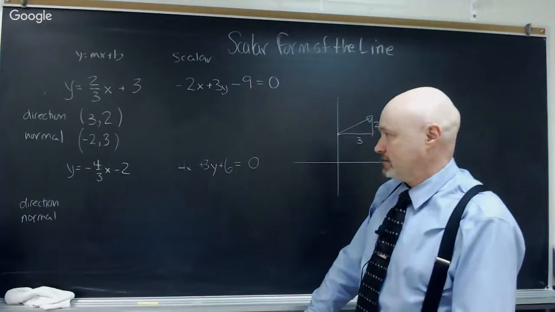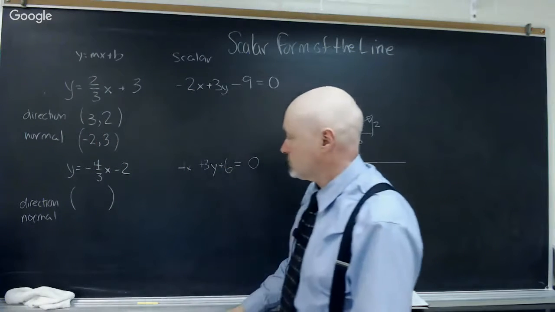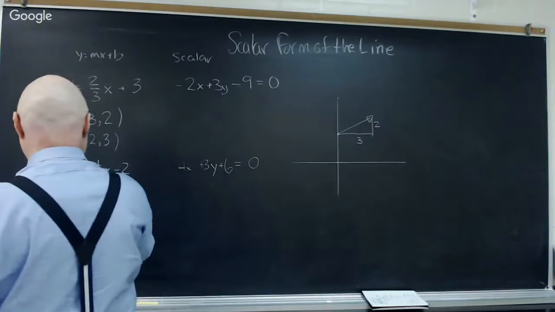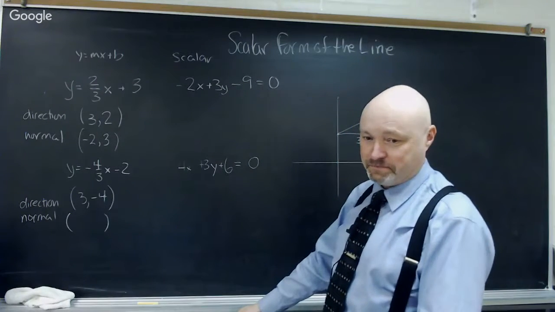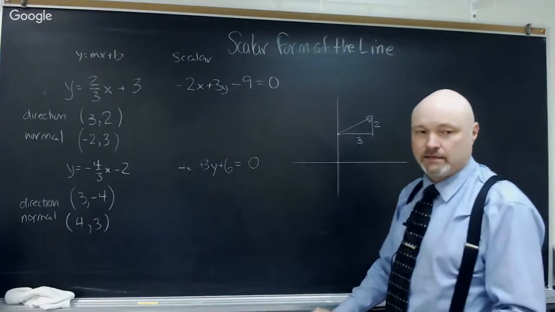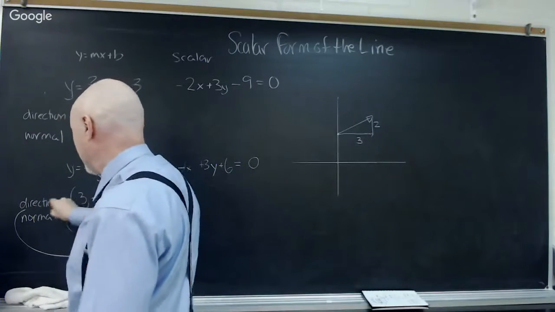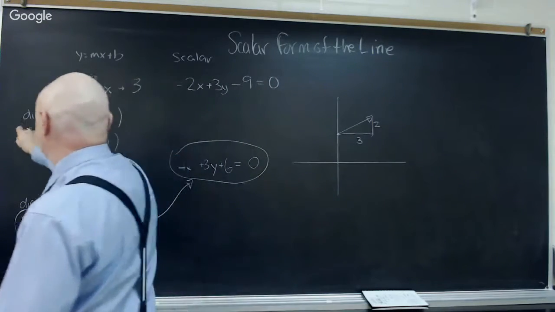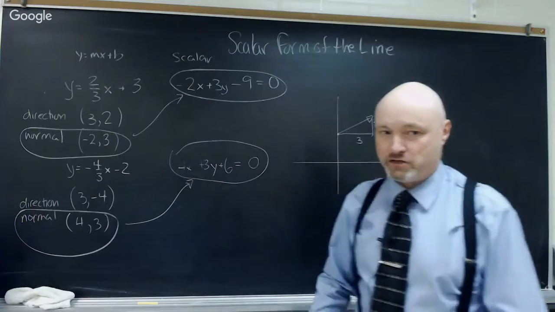Gotcha. All right. What's the direction vector for this one? 3, comma negative 4. And what about the normal vector? 4, comma 3. Perfect. Now the last part of this exercise, you're supposed to try and figure out how the normal vector is related to the scalar equation of the line.